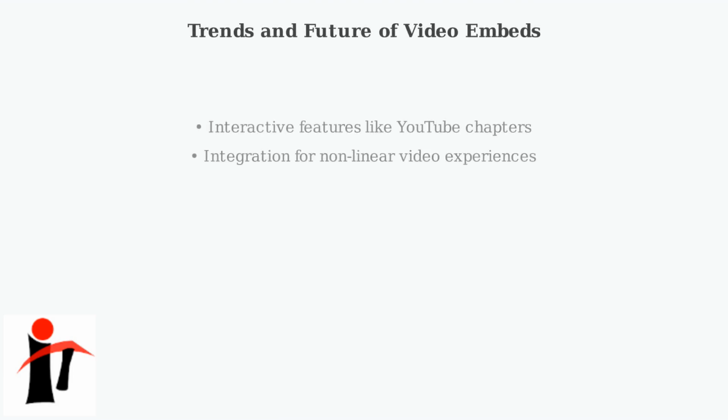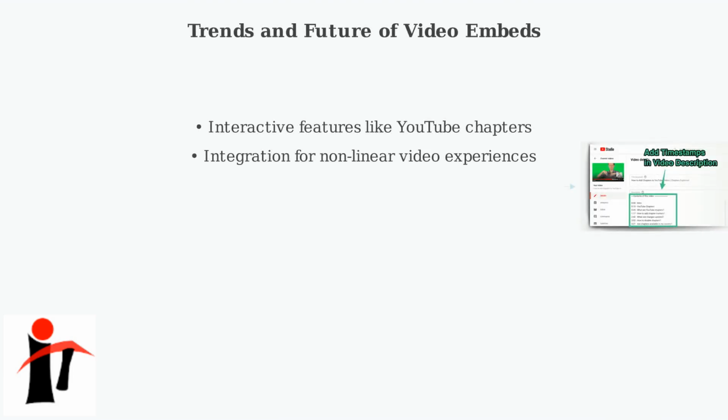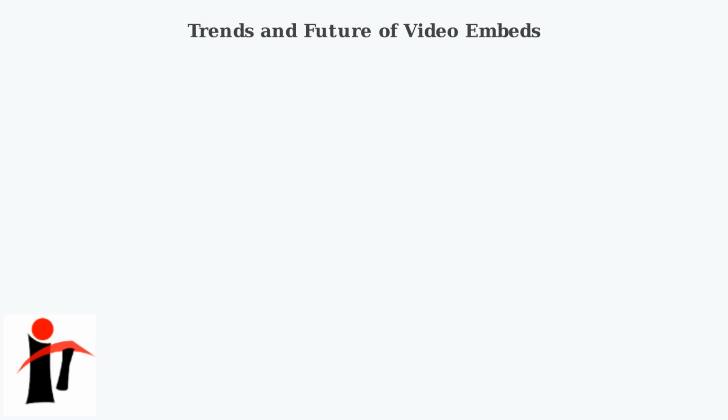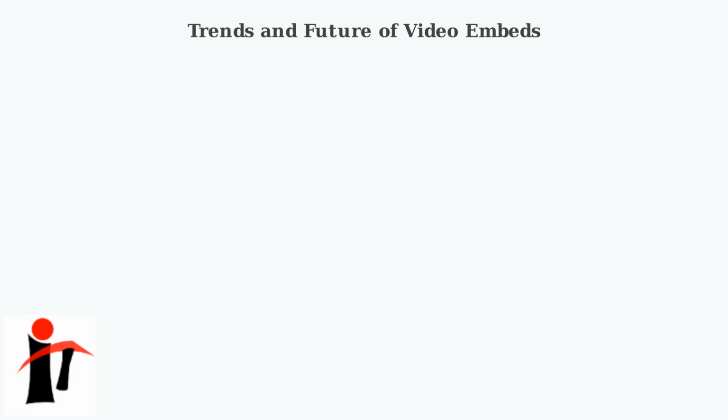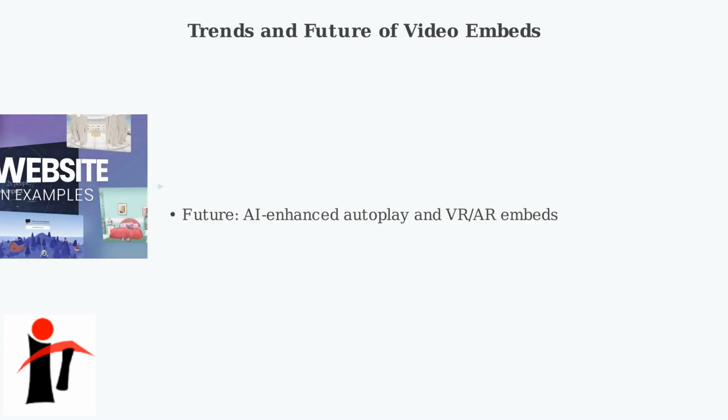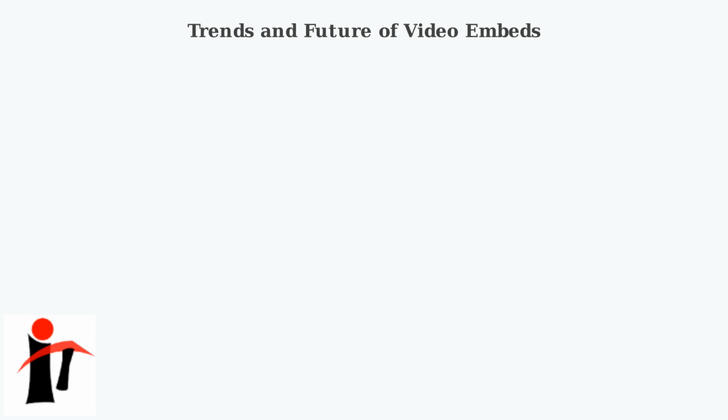Looking ahead, video embeds are becoming more interactive, with features like YouTube chapters integrating into Squarespace for engaging, non-linear experiences. Soft autoplay, where videos start muted, is also gaining traction to comply with browser policies and improve user experience. Future trends may include AI-enhanced autoplay that predicts user preferences and VR/AR video embeds for immersive sites. Stay informed about YouTube API updates and Squarespace enhancements to keep your site at the forefront of video integration. The future of video embeds promises innovation and engagement.